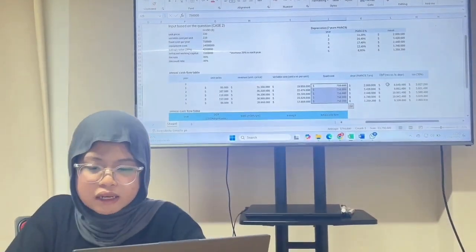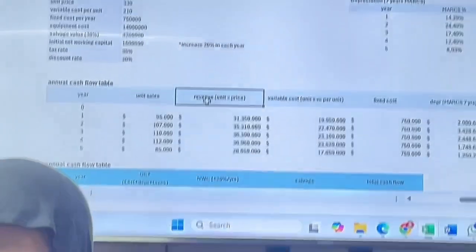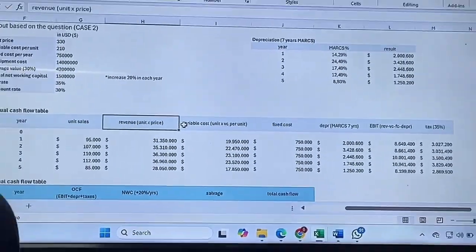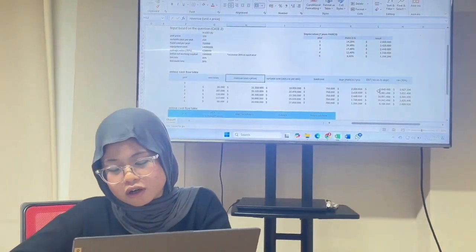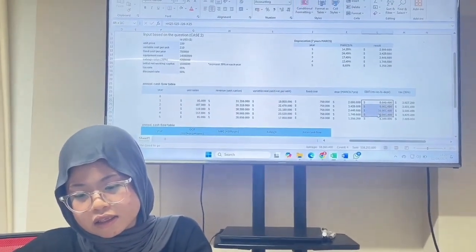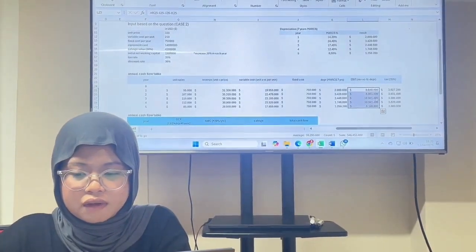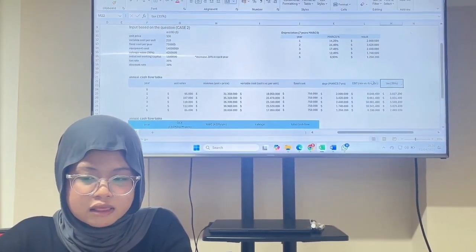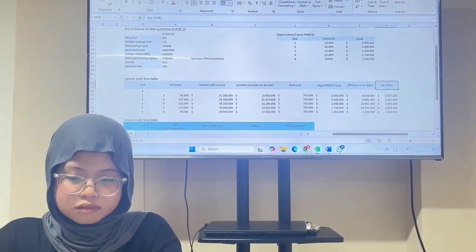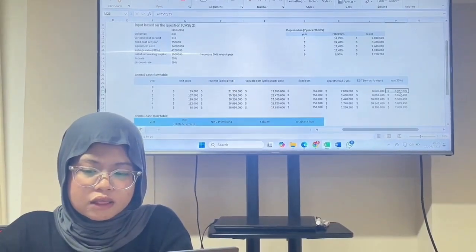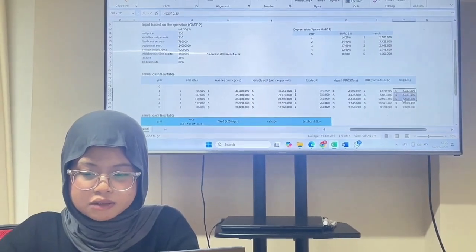And now we're calculating the EBIT. The formula is revenue deducted by the variable cost, the fixed cost and the depreciation cost, resulting in this for year 1 until year 5. And here is the tax. The tax is 35%, given by the question. We multiply the EBIT by 35%, and here is the result.